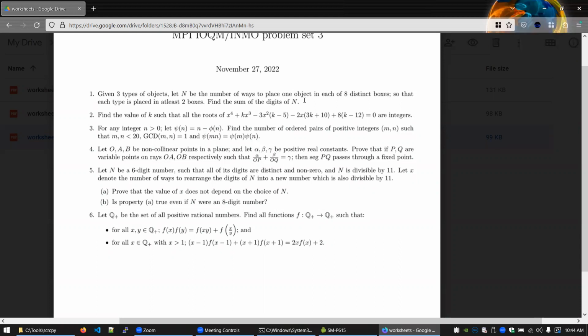I was not able to solve question 2. I have some idea, but I can't go ahead. The only thing I get is that the sum of the integers has to be minus k, and the product has to be 8 times k minus 12. I am not sure how to go beyond.